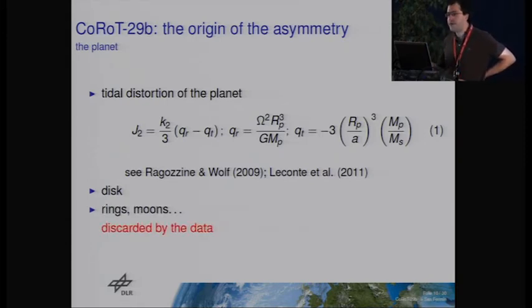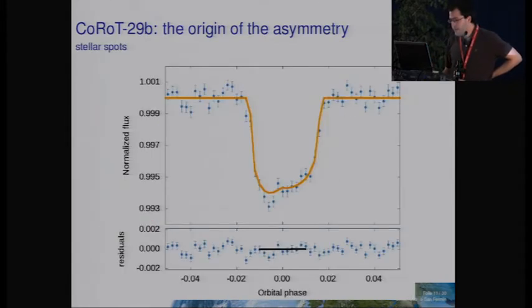You can think about rings around the planet or moons, but there is no way that moons or rings at a 2.5 day orbital period are stable for long periods. They should not be there. So we go through everything that we can think of on the planet, and we discard it by the data. So we thought about that, then we have to go to the star.